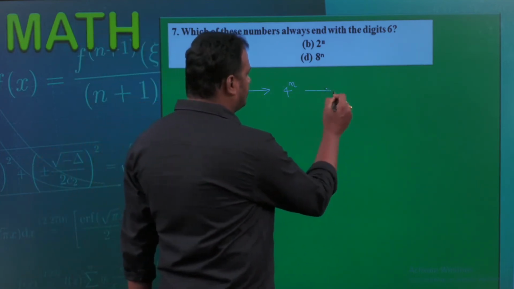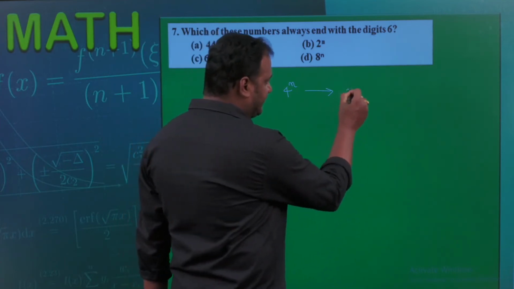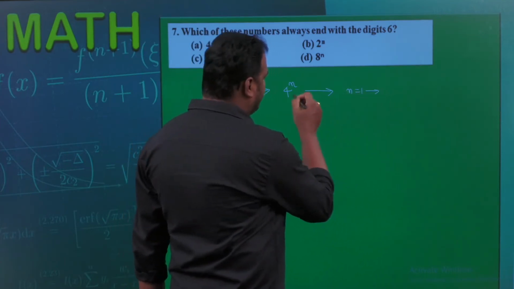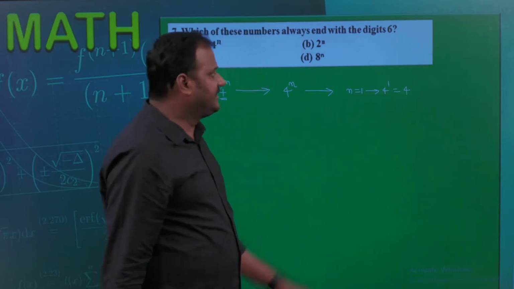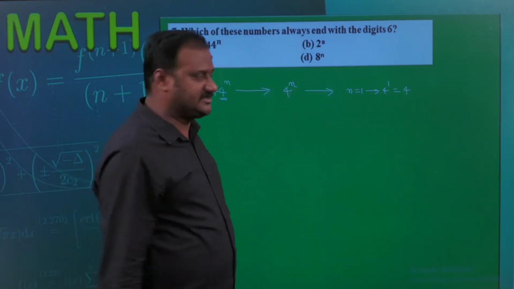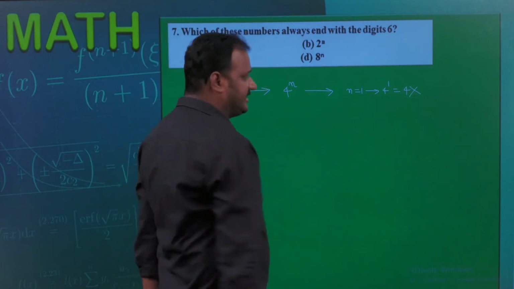Now 4 to the power of n ends with the digit... When n is equal to 1, then 4 power 1 is going to be 4. I think it's enough to say that it is not ending with the digit 6. Yes, the first one is not the correct option.